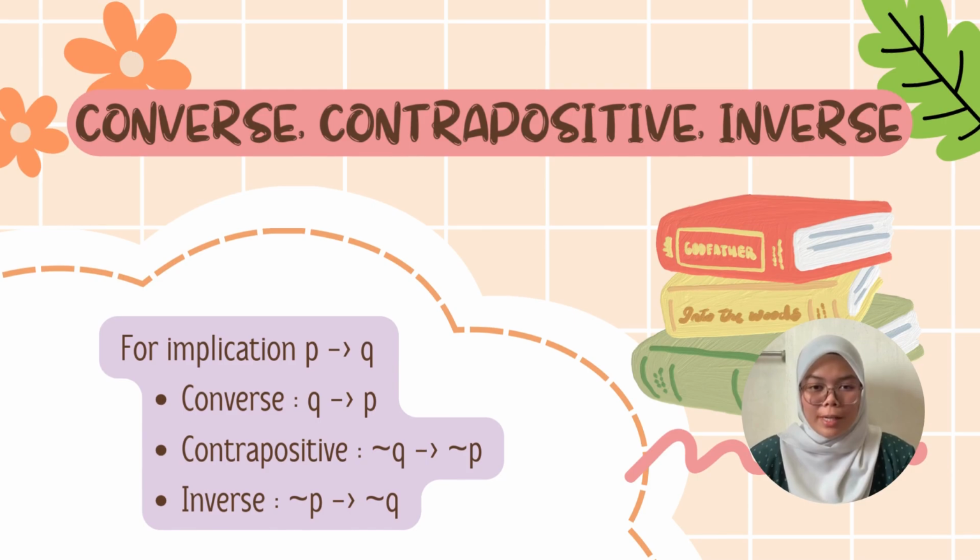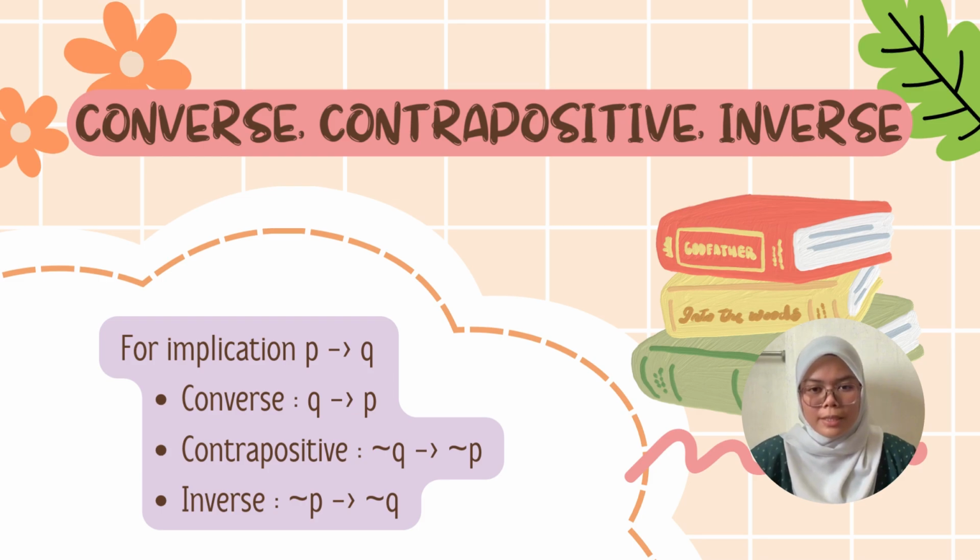So next I will explain the converse, contrapositive and inverse. For the implication, this is in the form of if P then Q. In symbols, we have P implies Q. Next, we have the converse statement. This is in the form of if Q then P. In symbols, Q implies P.